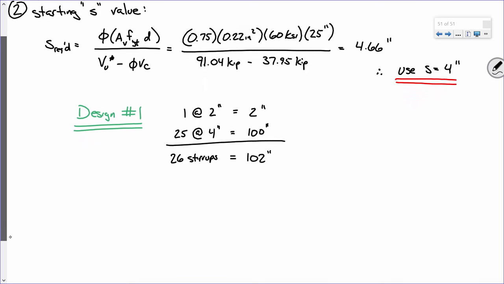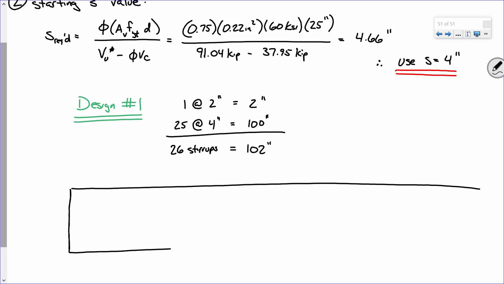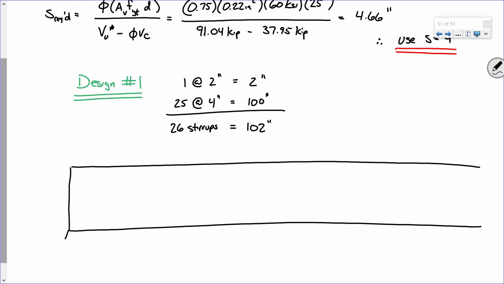So let me draw it out. Well, hold on. Give me a moment. And that's not a joke, because we're talking about shear, not moment. Yeah, that might be a pretty wide one. You might back it off at 3 or whatever. That's a rule of thumb.